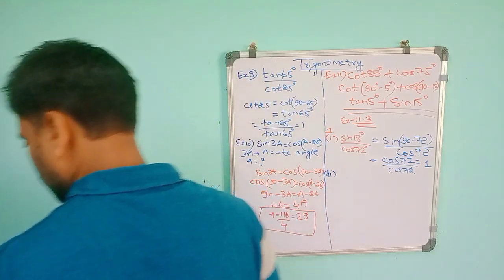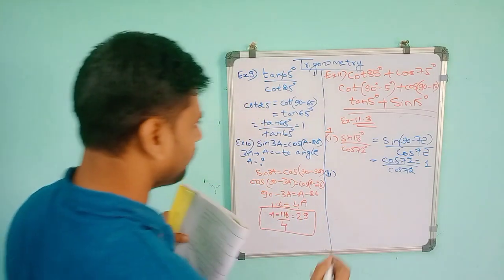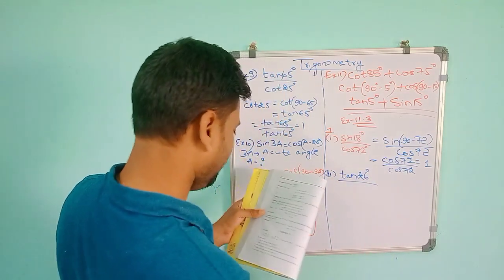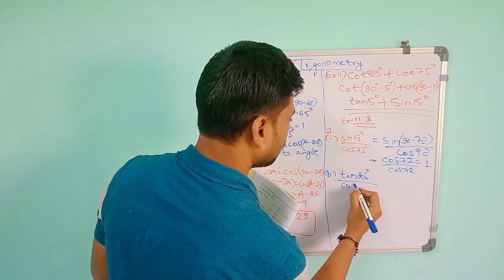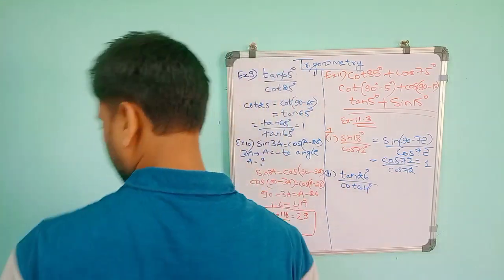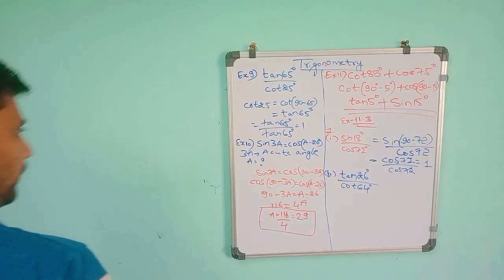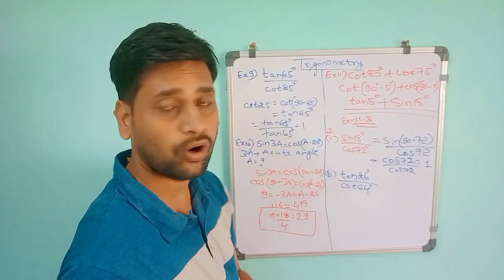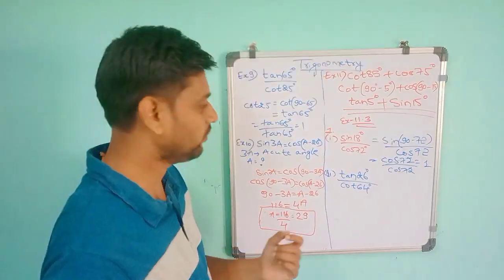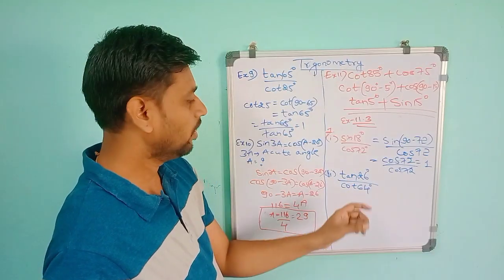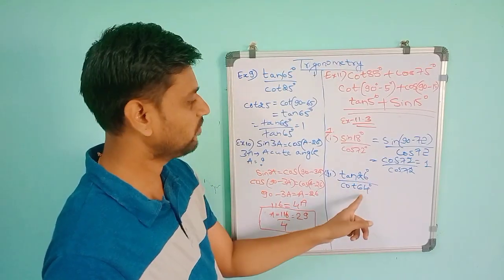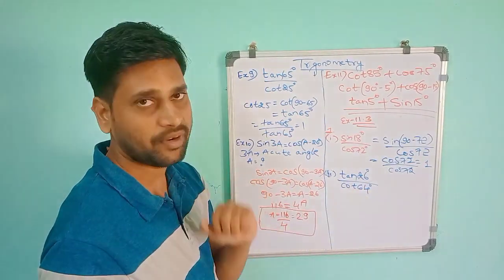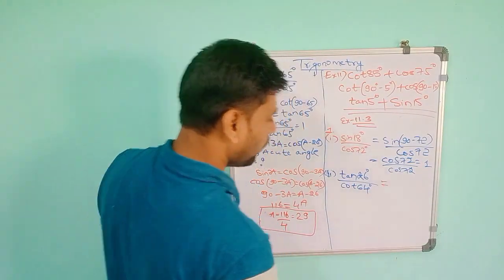Second one. In that second one, tan 26 divided by cot 64. The second problem is tan 26 degree and cot 64 degree. First you should know whether the sum of the angles is 90 or not. So 64 plus 26 is 90. So it is applicable for trigonometric ratios in terms of complementary angles. So one value you can change.